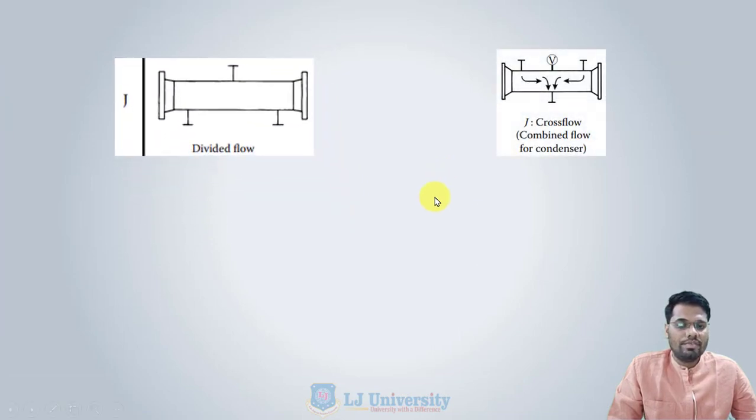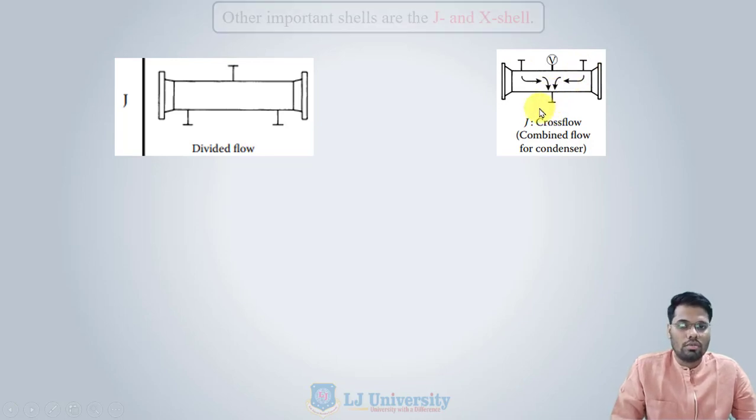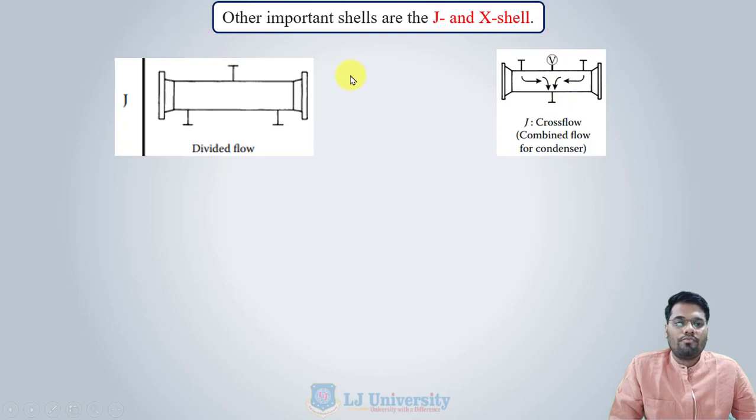The next one is the J type. As you can see, in a J type there is a cross flow. The fluid takes entry from the two nozzles simultaneously, generates a cross flow, and takes exit from this exit nozzle. So the other types of shells are the J and X shells.